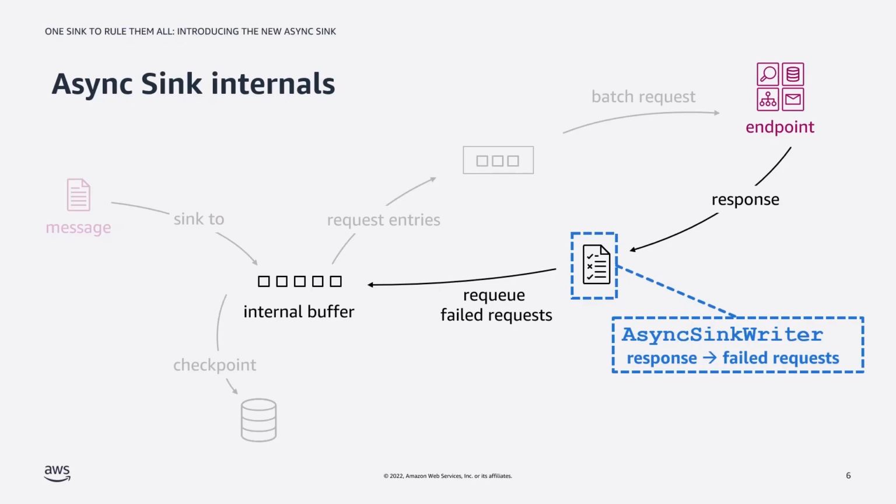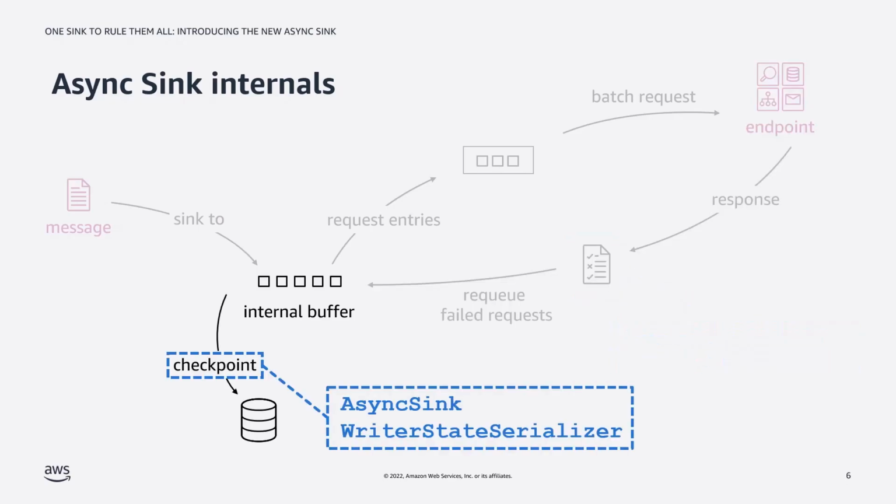So the Async Sink makes batch requests once enough request entries have been collected, and then inspects the response that comes back to identify which request entries need to be requeued so that they can be retried later on. But it does not protect against failure of the Flink application. So for checkpointing, we need to add a serializer.